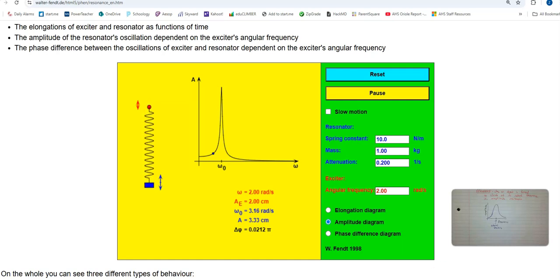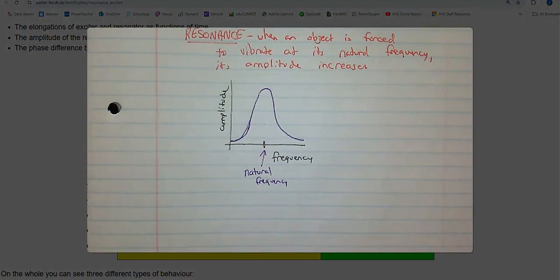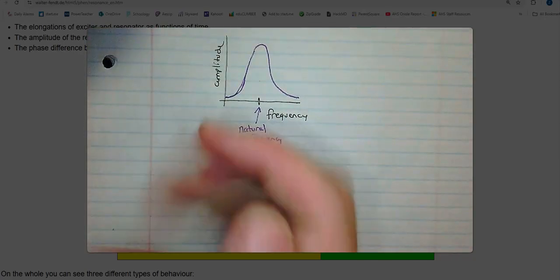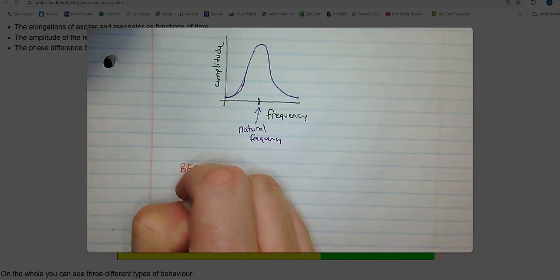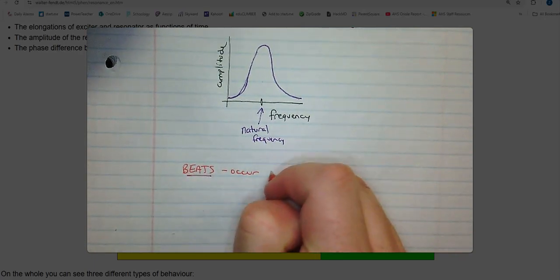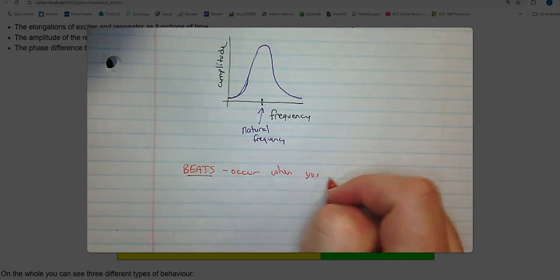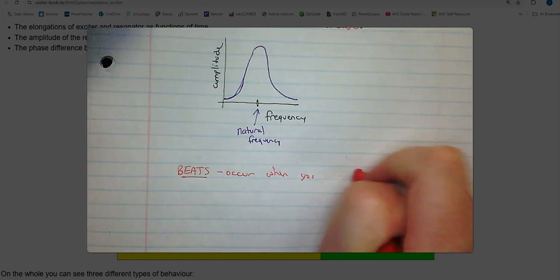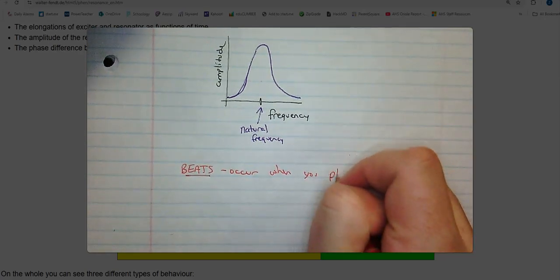The next thing that you talked about, the last two stations, were about the phenomenon of acoustic beats, and that's the last thing that I wanted to find in your notes for today. So acoustic beats occur when you play two frequencies that are very close to each other but not exactly the same.